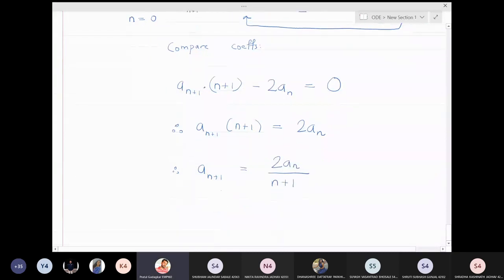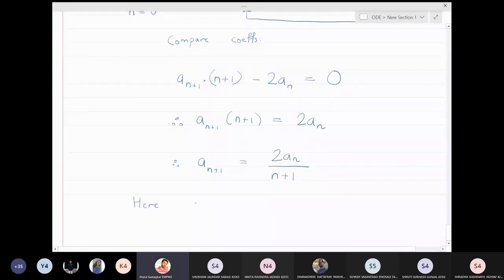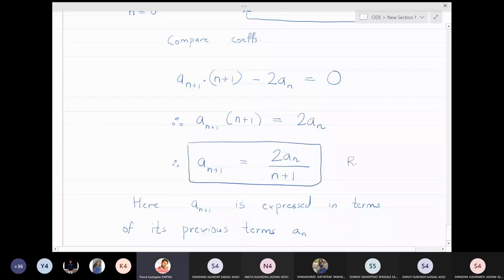Okay, so here a_{n+1} is expressed in terms of its previous terms. Who are the previous terms? a_n. Such an expression or such an equation is called a recurrence relation. Okay, this is called a recurrence relation.